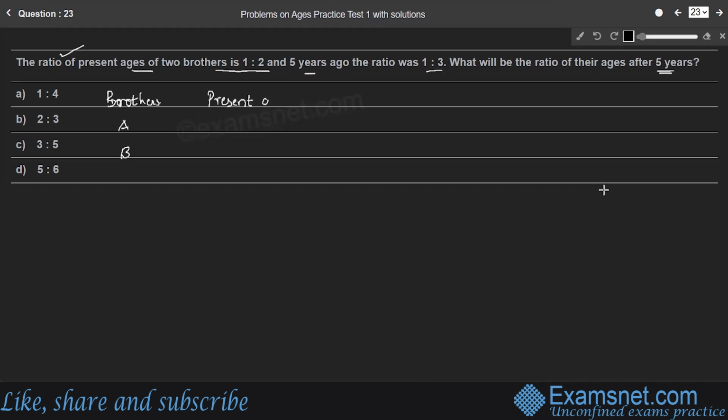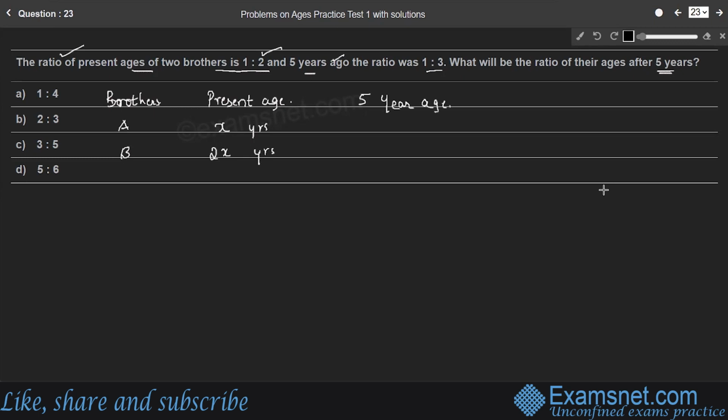Present age, according to the ratio, is 1:2. We'll consider x and 2x as their present ages, x years and 2x years, so that the ratio becomes 1:2. Right? So 5 years ago. So we'll consider their ages 5 years ago.